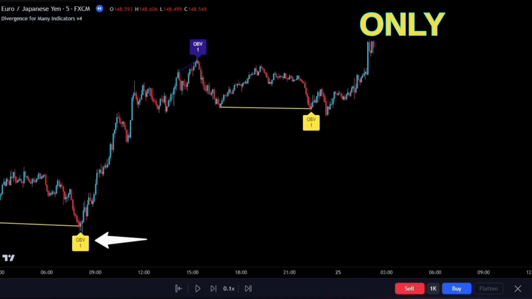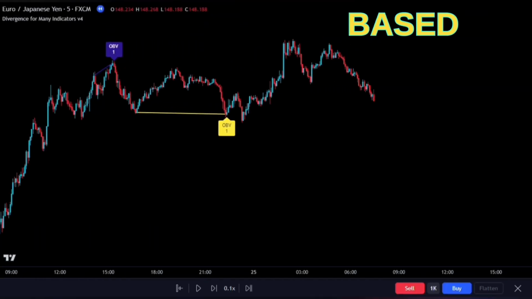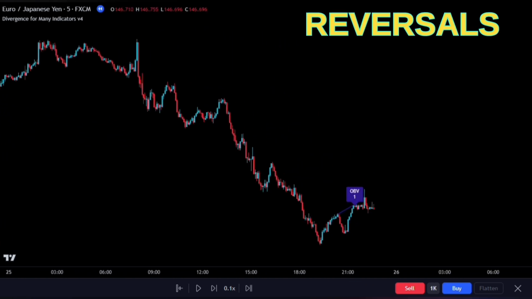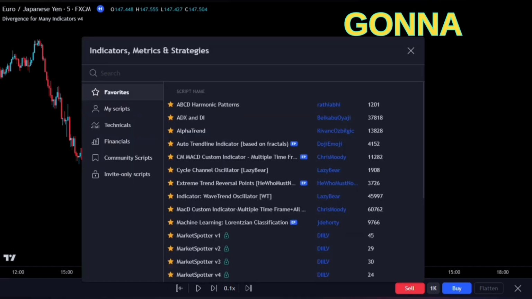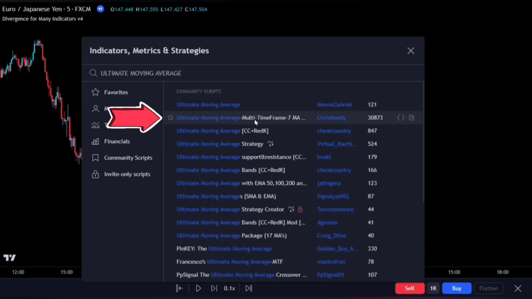Now we can see we only take OBV signals on divergence. The OBV indicator is based on cumulative total volume, and it's gonna help us catch those market reversals or retracements, but we can't rely on it alone, which is why we're gonna add the ultimate moving average multi-timeframe indicator by Chris Moody.